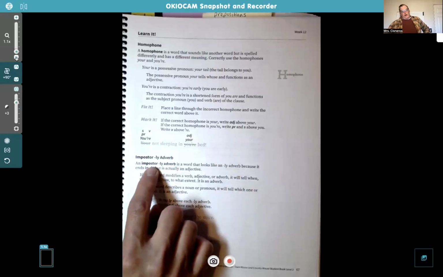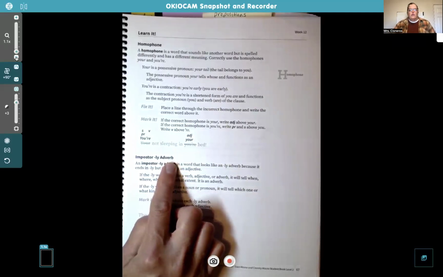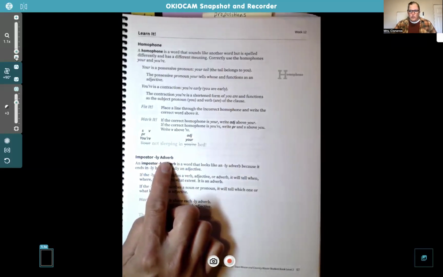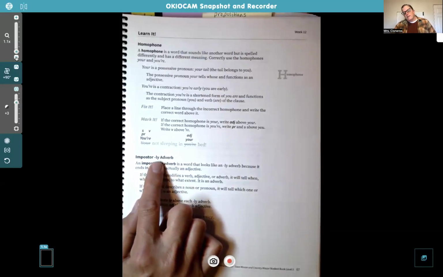We're also talking about imposter ly adverbs. So you know about ly adverbs. You've been working on those in your writing for a while. Ly is at the end of other words too, not just adverbs. And so sometimes those can be imposter adverbs, meaning they look like an adverb, but they're really an adjective. So watch out for those, okay? They have ly, but they're not modifying a verb, which is what adverbs do. They actually modify a noun or add to the noun, right?